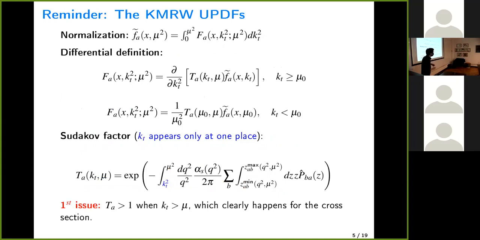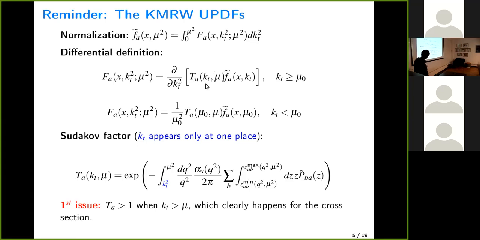Okay, but before, let me remind you a bit how this KMRW unintegrated PDF works. So again, in the usual definition, you want to fulfill this normalization condition. And so the differential definition is given by these two equations. And you can see easily that if you integrate this from mu square to zero, you will effectively get exactly this collinear PDF. So if you use the differential equation, this normalization condition is obeyed exactly.